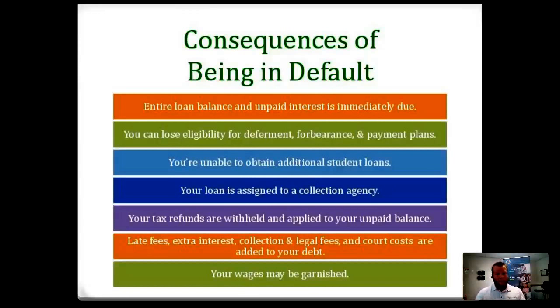So technically, boom, everything's due. You've now lost eligibility for deferment, forbearance, and a lot of different repayment plans. You're no longer eligible because you're in default. You're unable to obtain additional student loans. It's a huge one. So if you have defaulted student loans and you want to go back to school and get financing, you've got to take care of your defaulted student loans.